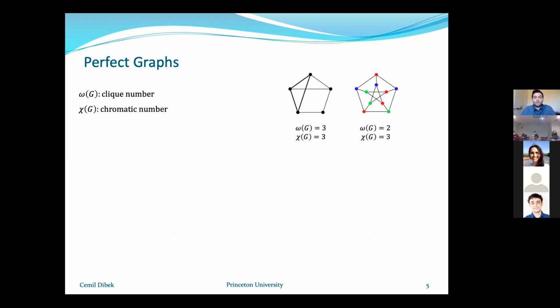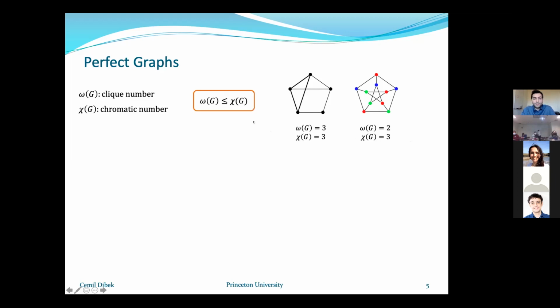Okay, so here are two important parameters of a graph, the clique number and the chromatic number. A clique in a graph is a set of pairwise adjacent vertices, and the clique number is the size of a largest clique in a graph. A coloring in a graph is a labeling of the vertices with colors such that adjacent vertices receive different colors. And the chromatic number is the smallest number of colors that are needed to color a graph with the condition that I just described. And we have the following inequality between these two parameters.